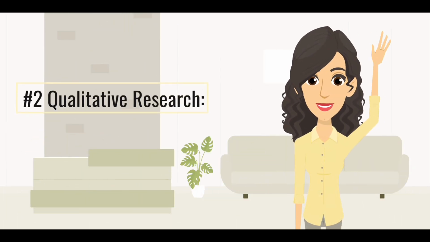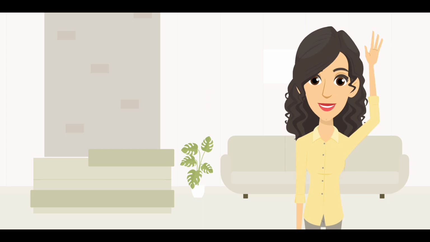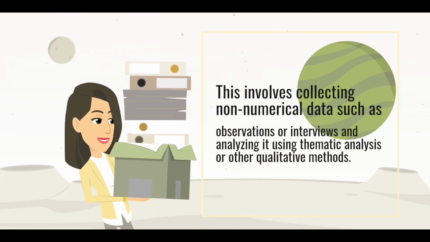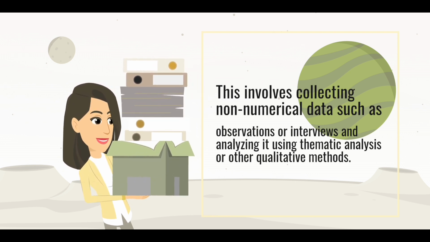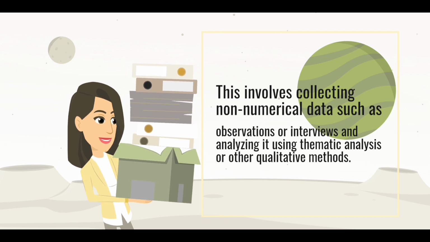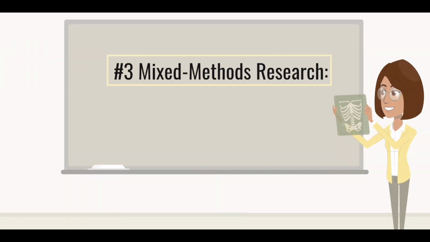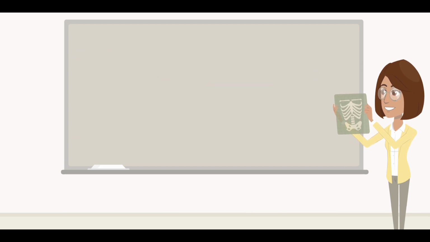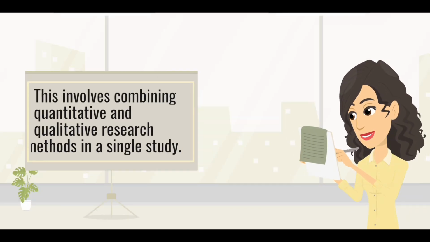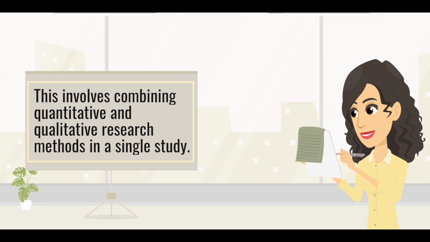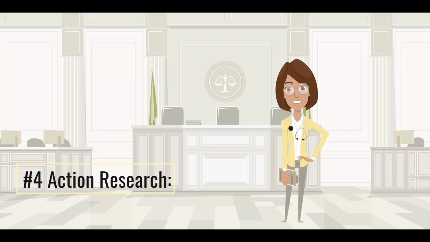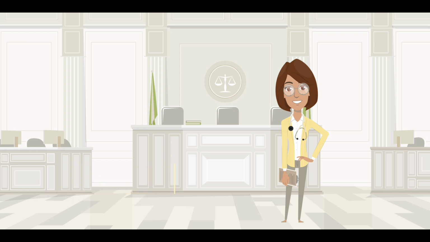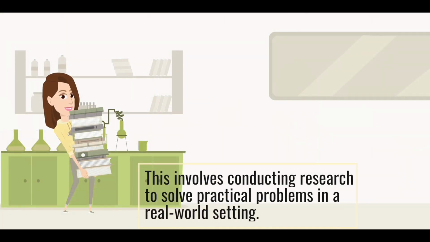Number 2. Qualitative research. This involves collecting non-numerical data such as observations or interviews and analyzing it using thematic analysis or other qualitative methods. Number 3. Mixed methods research. This involves combining quantitative and qualitative research methods in a single study. Number 4. Action research. This involves conducting research to solve practical problems in a real-world setting.